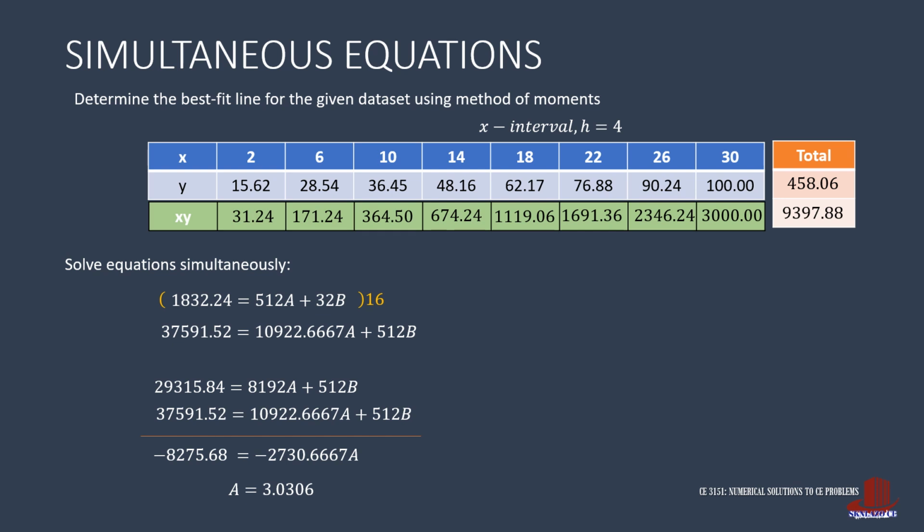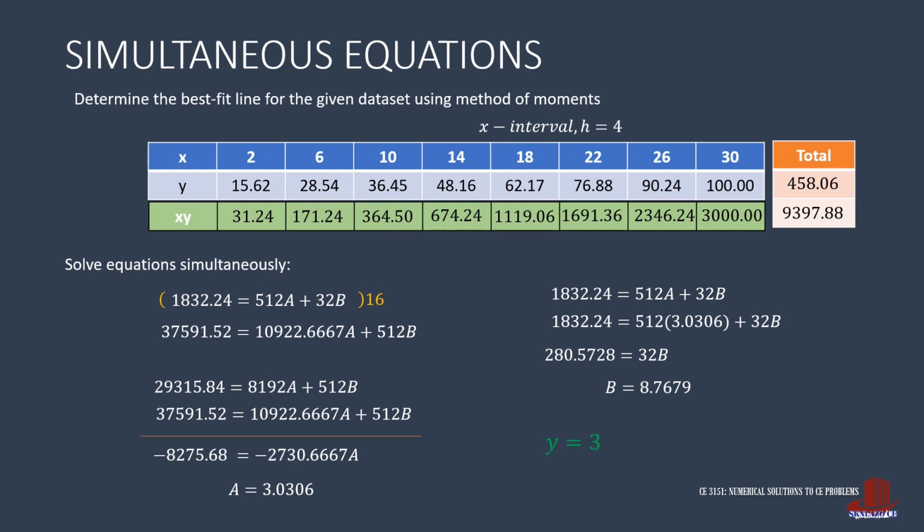3.0306. Plug this value of a into the first equation in order to have 1,832.24 as equal to 512 of 3.0306 plus 32b. The equation is simplified as 280.5728 as equal to 32b. So b is 8.7679. So the best fit line for the dataset is y as equal to 3.0306x plus 8.7679.